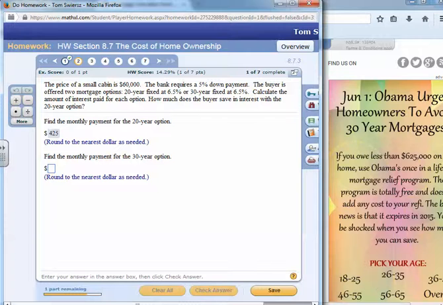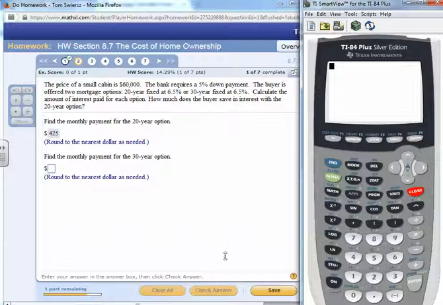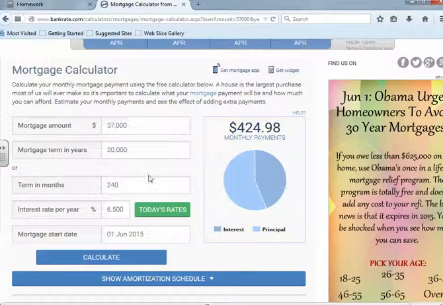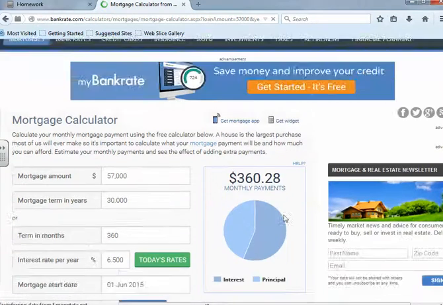Now, find the monthly payment for the 30-year option. Everything is the same except the amount of time. So we'll go back to bankrate.com. The mortgage is still $57,000. The term now is, instead of 20 years, 30 years. It automatically did the correct number of months, which is 360. The rate is 6.5 again. Now we can hit calculate, and this time it is $360.28.